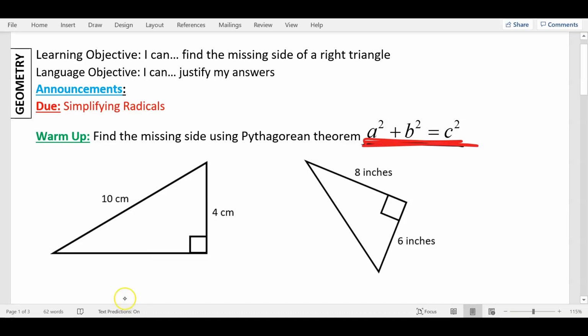The Pythagorean theorem, like we said yesterday, is A squared plus B squared equals C squared. And we need to label those legs A and B. So again, the legs A and B, I want you to put next to the 90-degree angle. So what is A? Okay, so 4, you can put a little A next to 4.